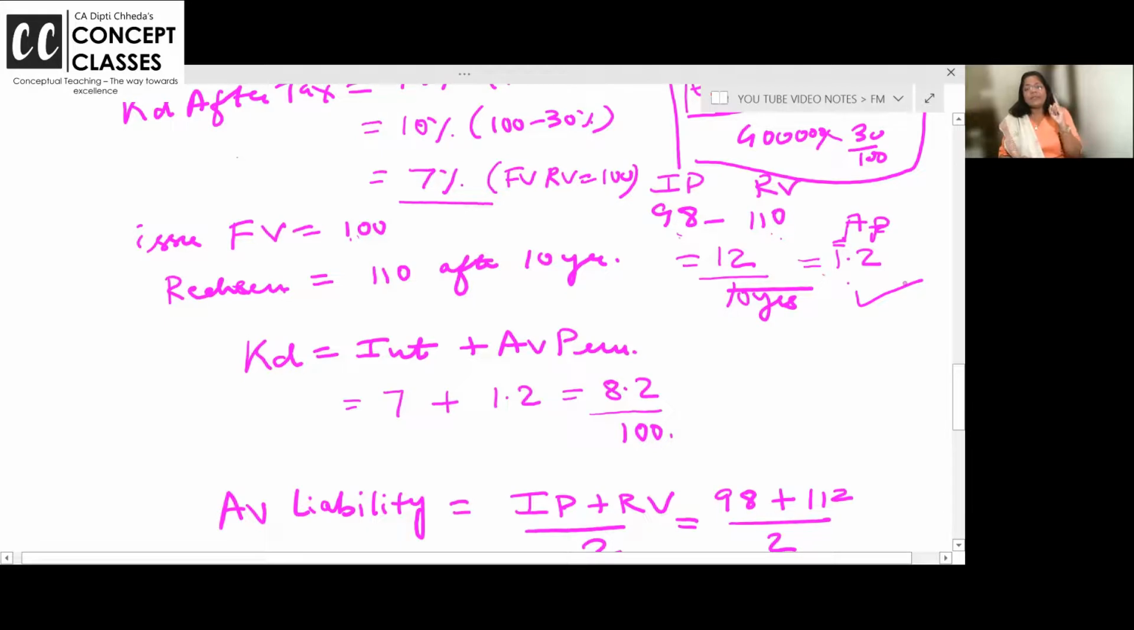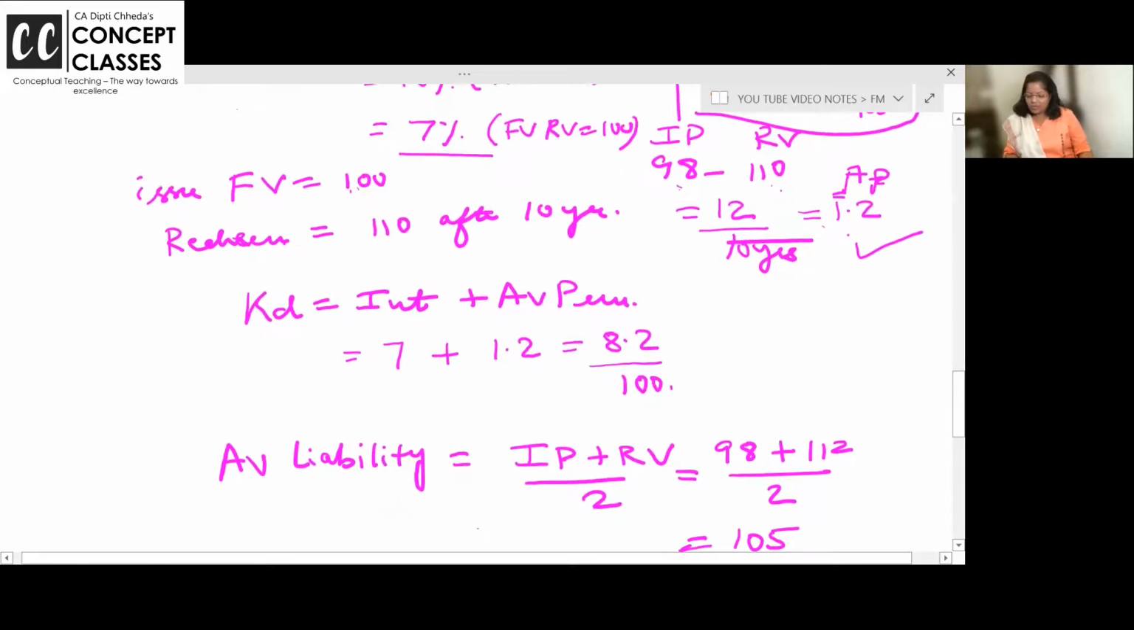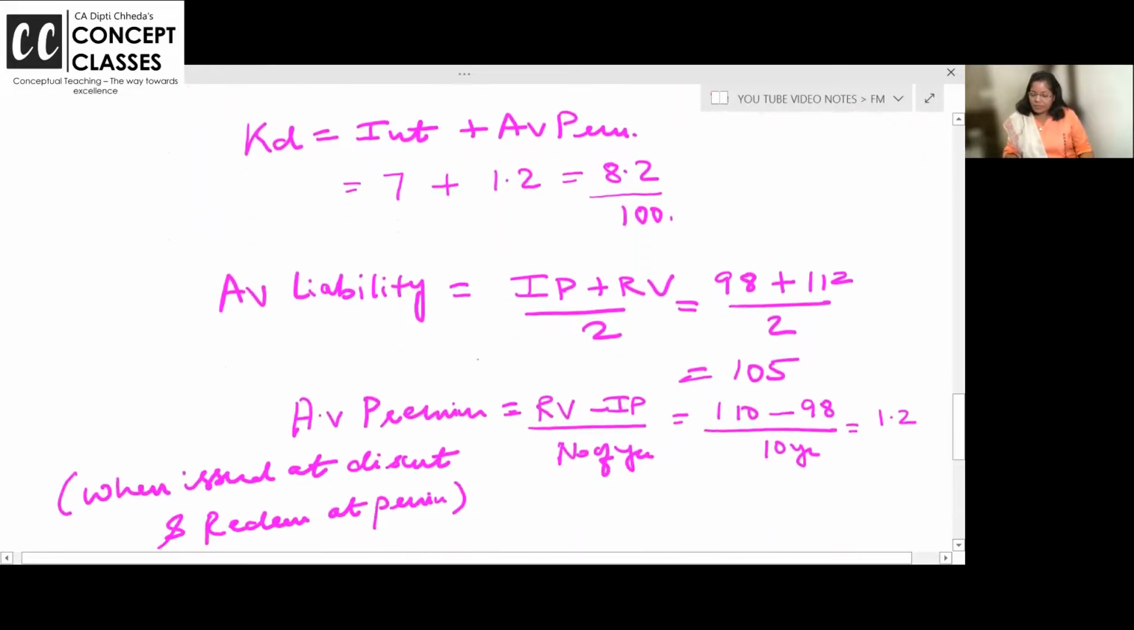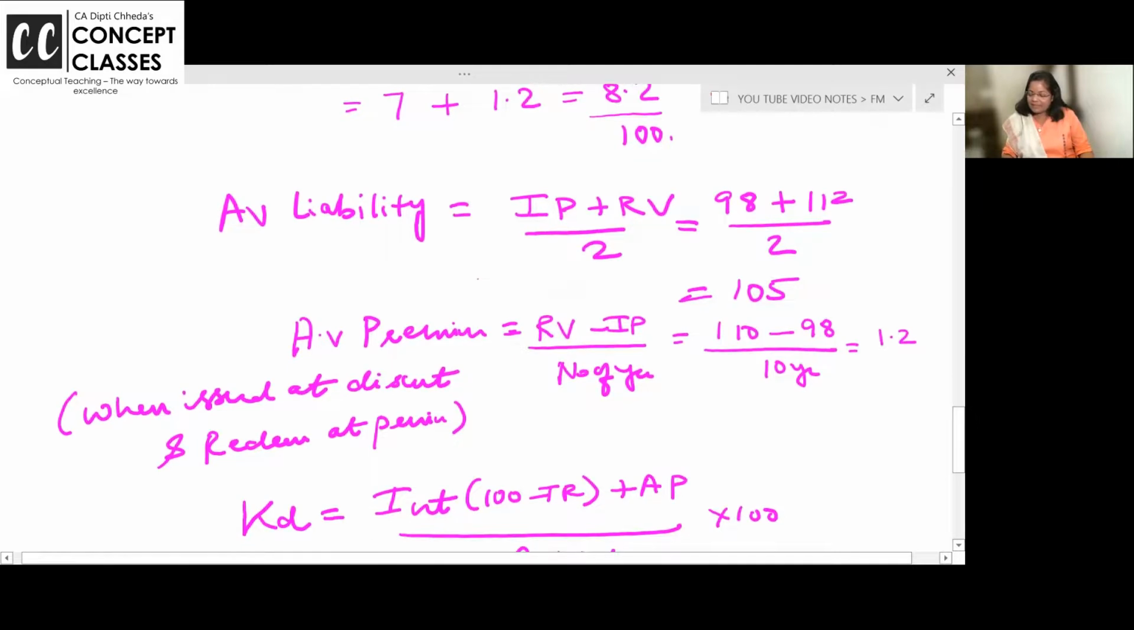In FM, one chapter is capital budgeting, one is cost of capital. 10 marks weightage is minimum. Extra, they may ask you in question number 1, but bare minimum, 10 marks questions they are asking you to solve. What is average liability?